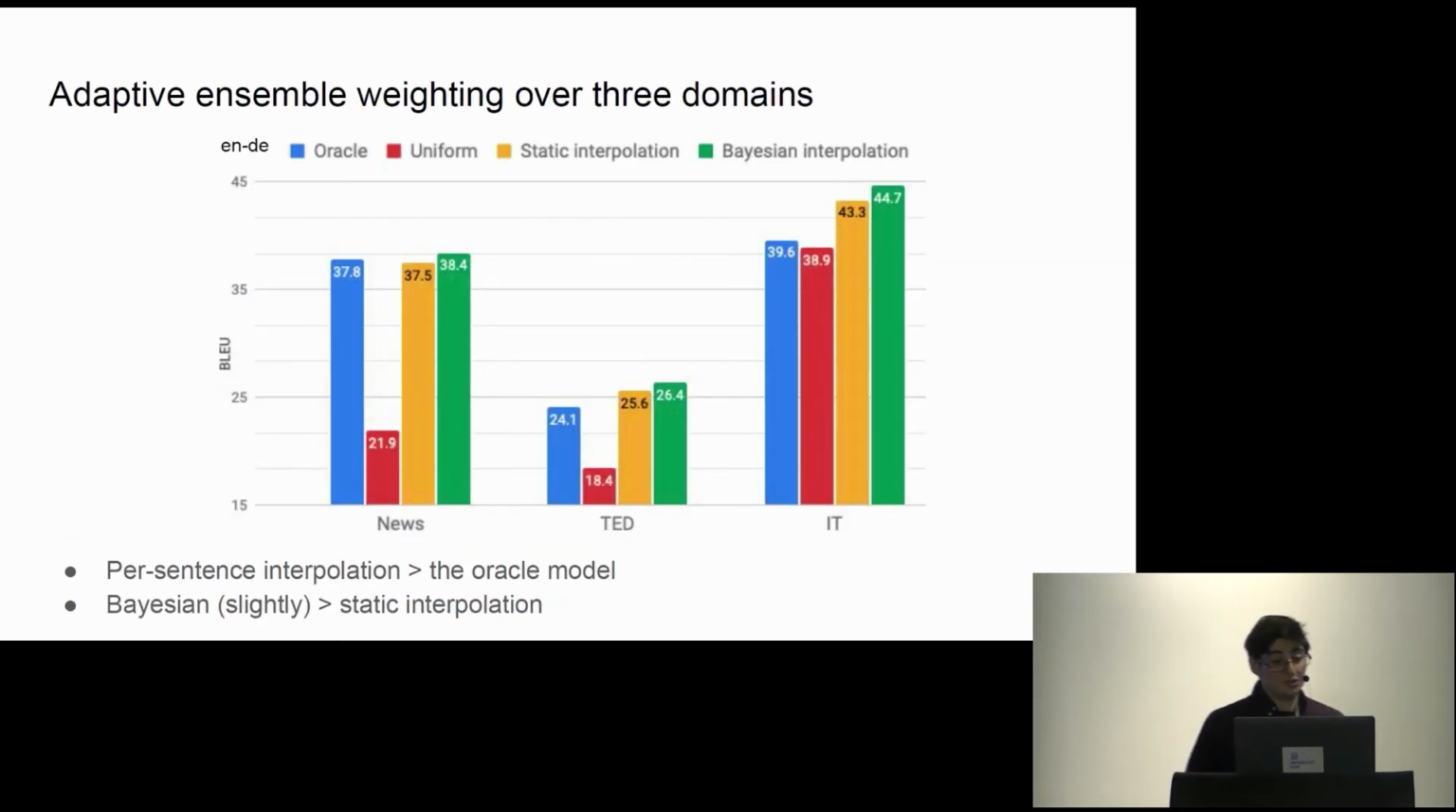What's immediately striking, if we do this over 3 quite different domains, is uniform ensembling in red is not a good idea if the domains are at all different. But the per sentence ensembling methods can actually outperform the oracle case where you just pick the model that matches the data.